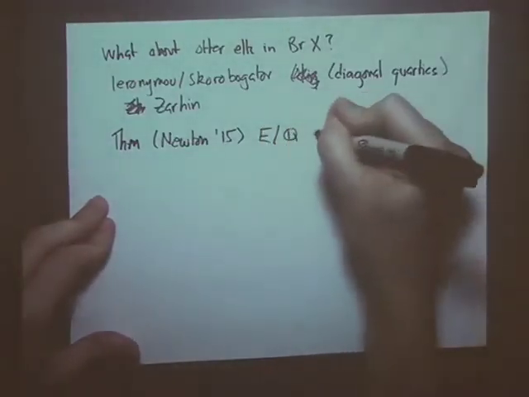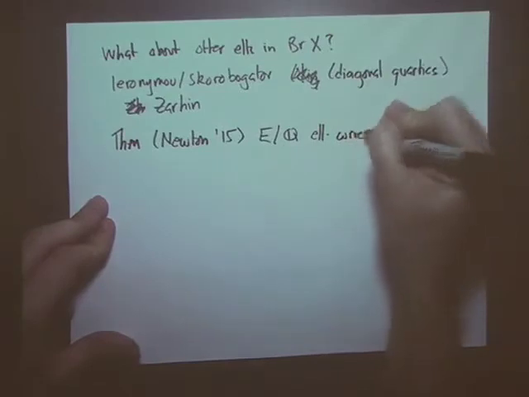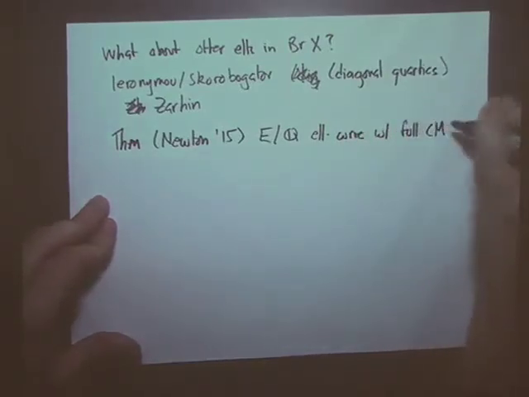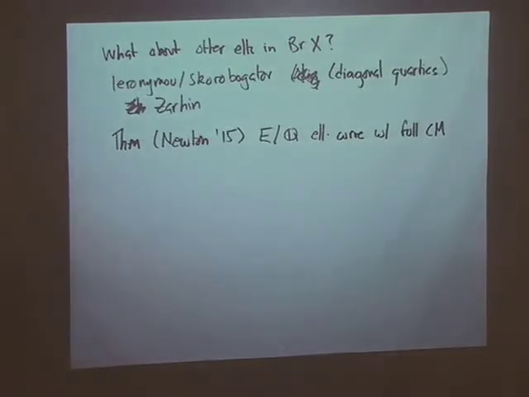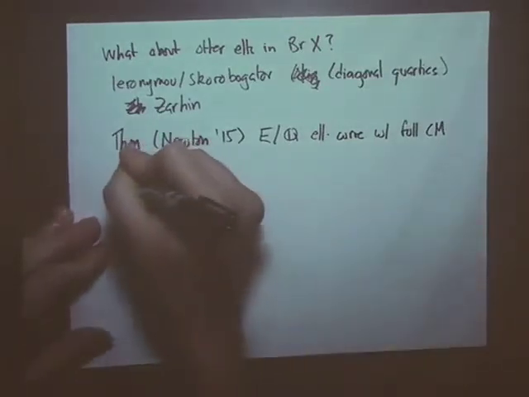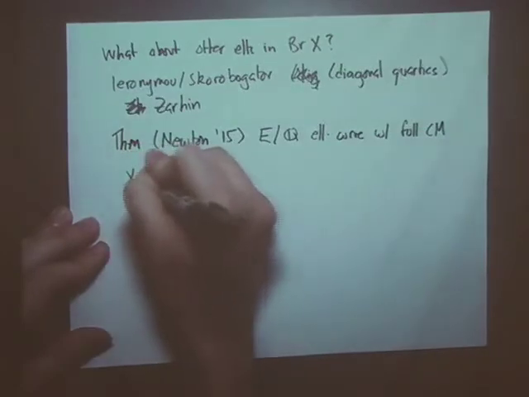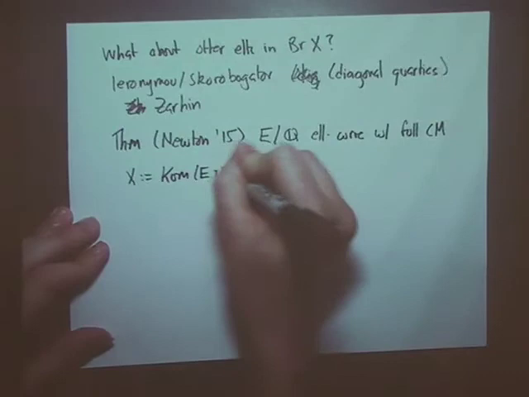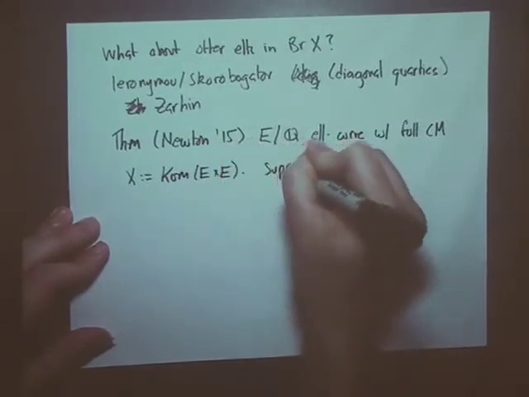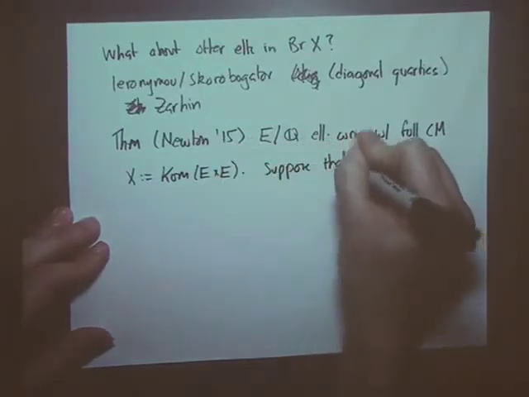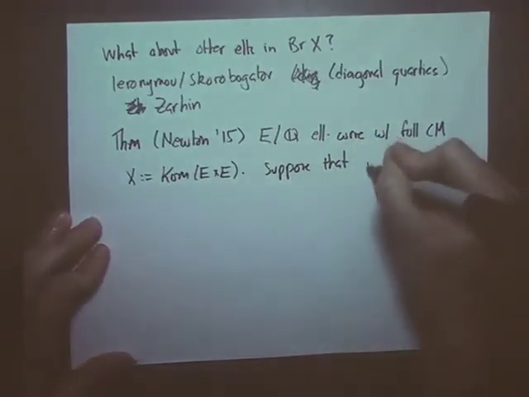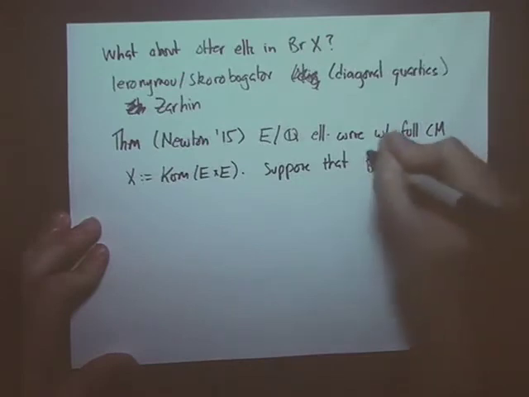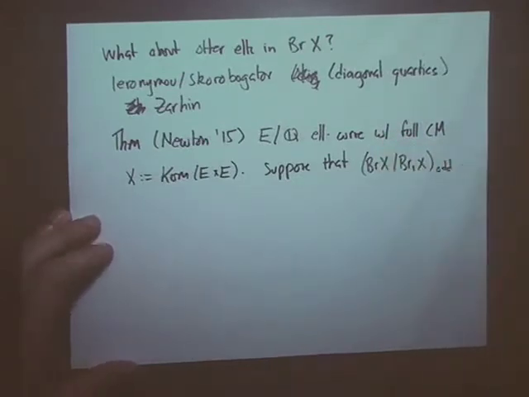So if you take an elliptic curve with, say, I'm going to say full CM, so CM by the ring of integers of an imaginary quadratic field, and you look at the Kummer surface that comes out of this elliptic curve, and suppose that the Brauer group, so let's look at odd torsion of the Brauer group, of the transcendental Brauer group.